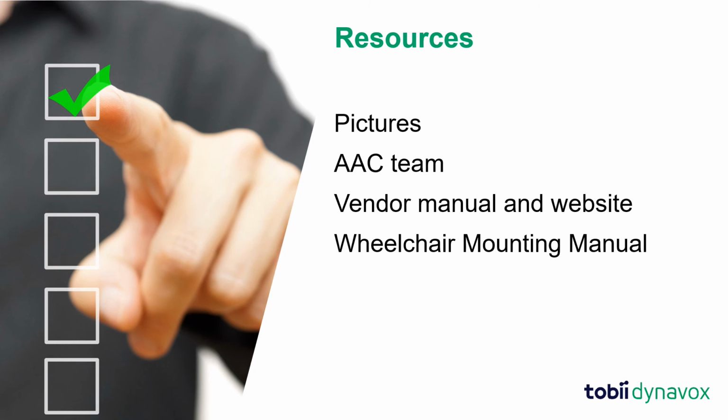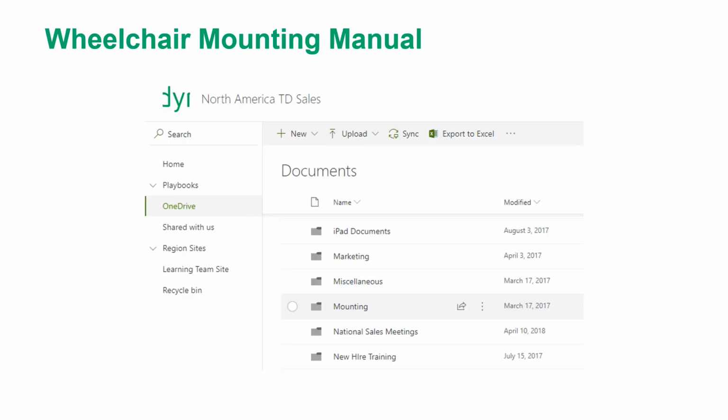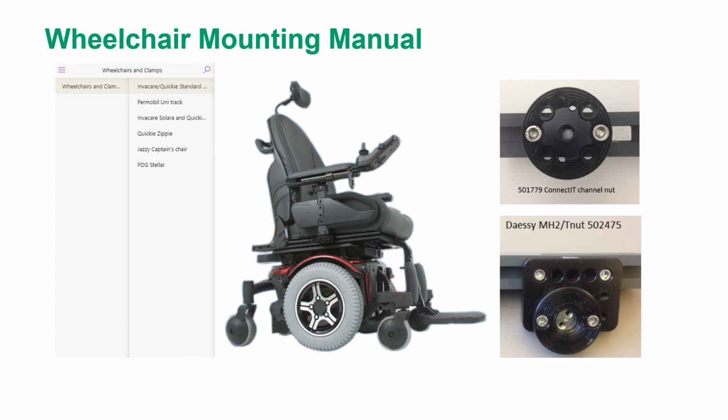Let's talk about where to find this. Take advantage of the wheelchair mounting manual provided by your tech support team. It can be found by accessing the North America Tobii Dynavox Sales SharePoint site. Then select OneDrive. Then select the mounting folder. This document features images and part numbers for your common mount components.